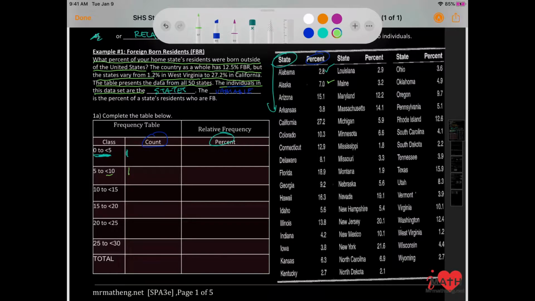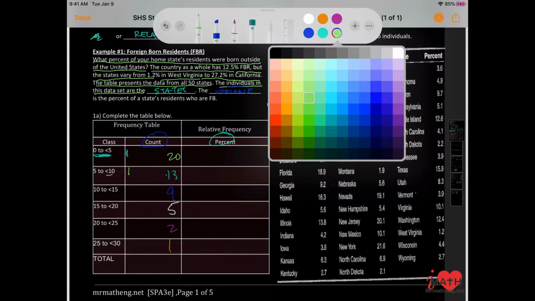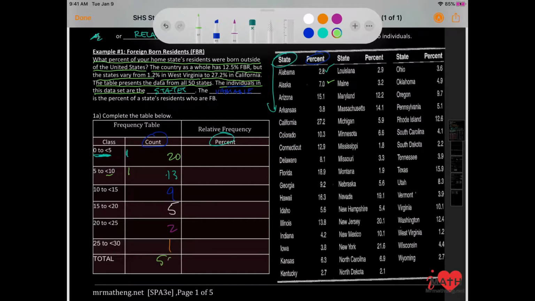So if you do that, you should have gotten a count of 20 here. 13, 9, 5, 2, and then I got a 1. And then if you count up all of those, you would have gotten 50 states. So that idea that there are a total of 50 states helps you make sure you count. It is easy to lose one of these.